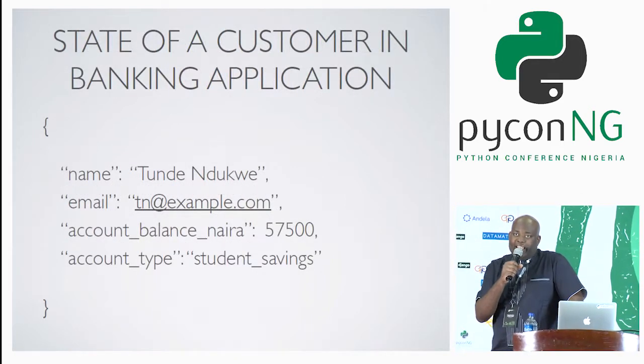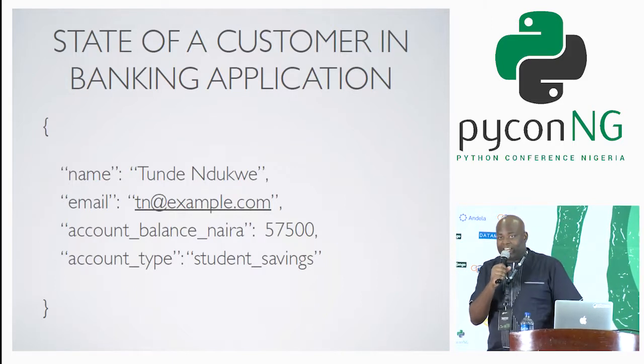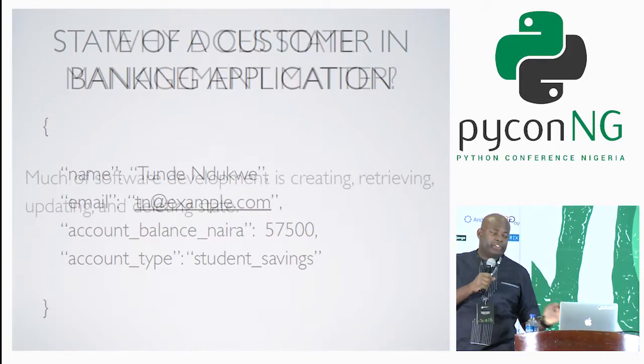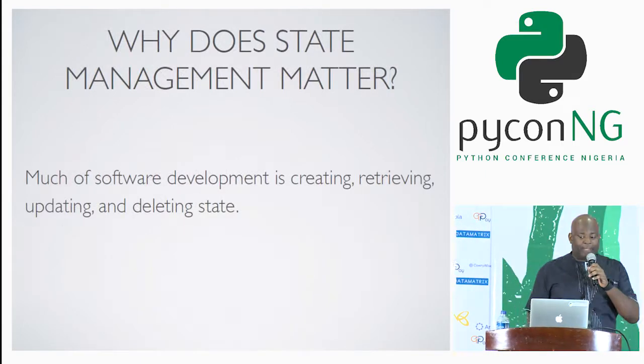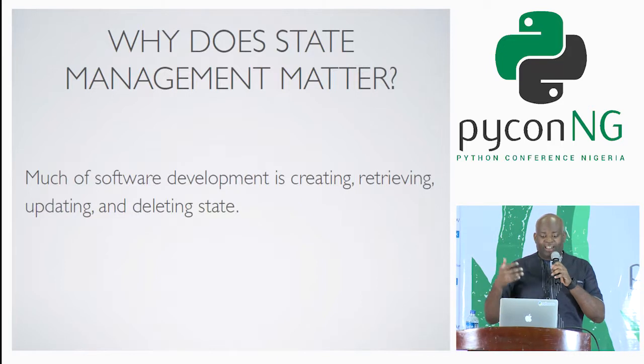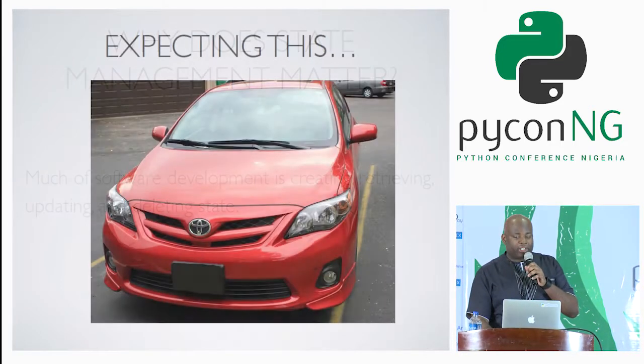Furthermore, here's another example of a banking application. So again, the same Tunde example, they have an email, they have an account balance, and an account type. So why does this matter? Much of software development is creating state, retrieving, updating, and deleting it. So here's why it's important.